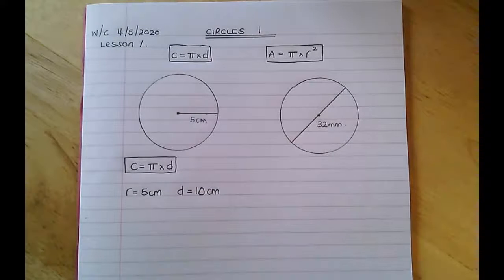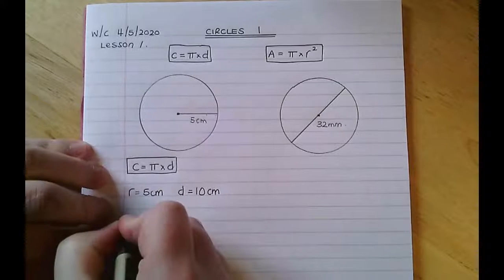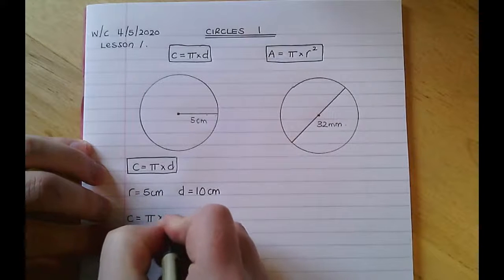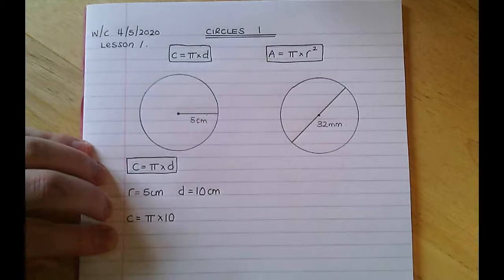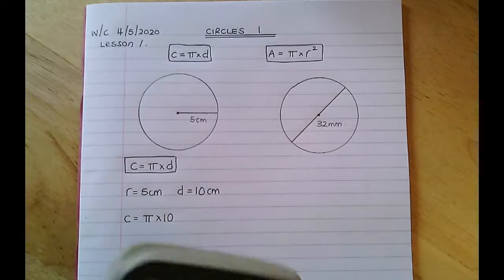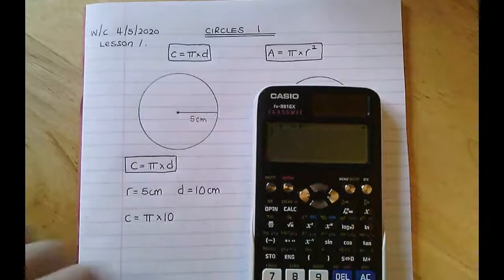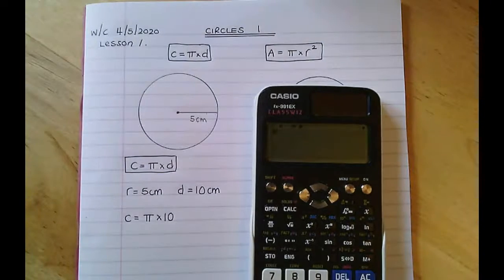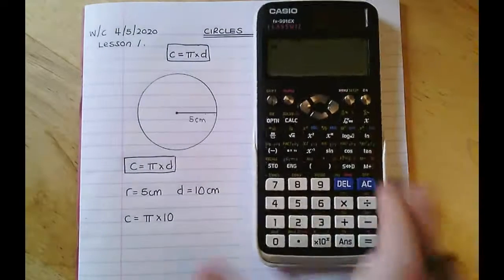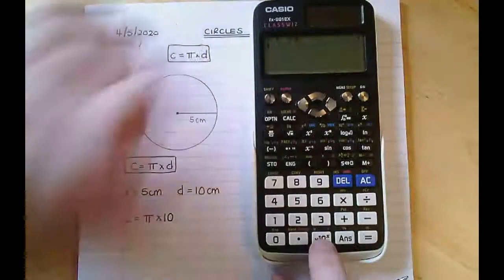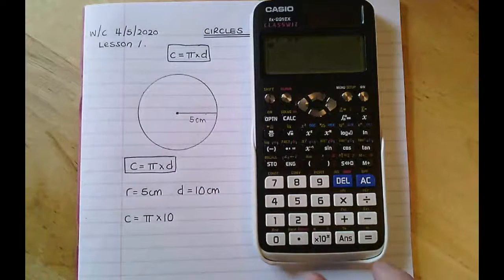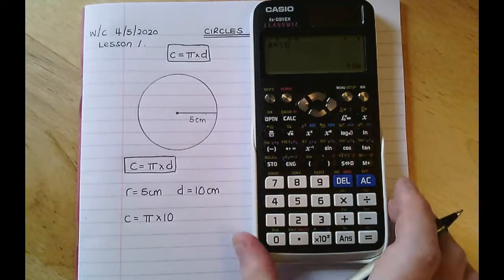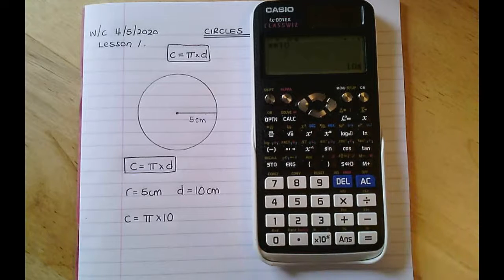And now all we need to do is stick that into our formula. So the circumference is equal to pi times by 10. Now if you stick that into your calculator, to get pi we need to press shift and then this button here. Sorry, can't quite see that. That one and then this one, and times by 10. And you will get on your calculator 10 pi.